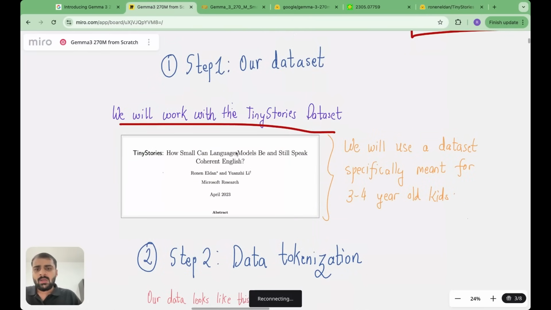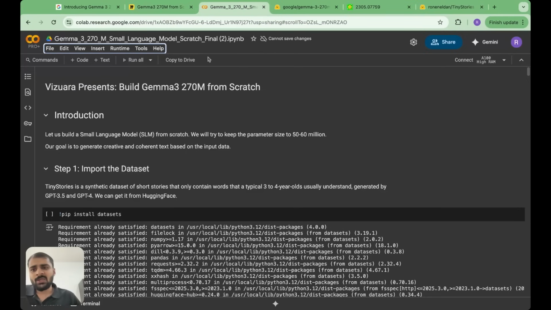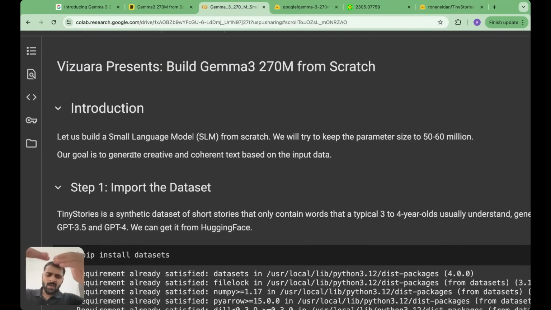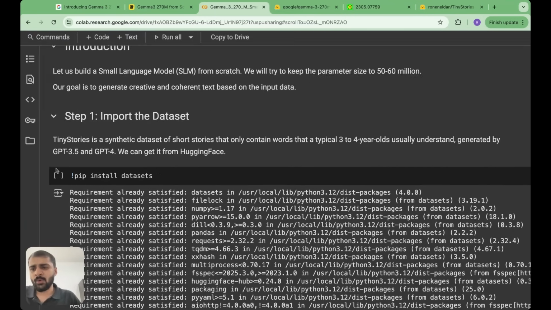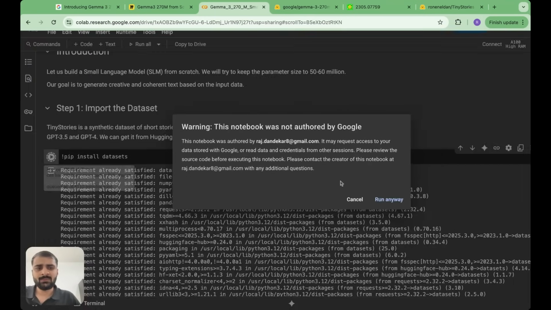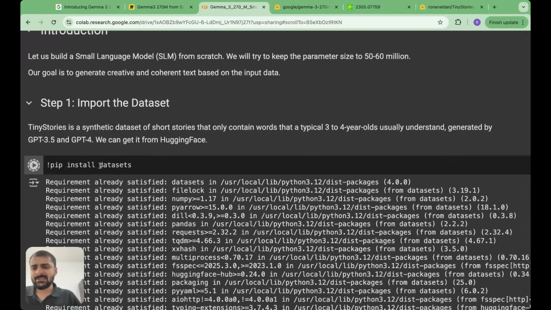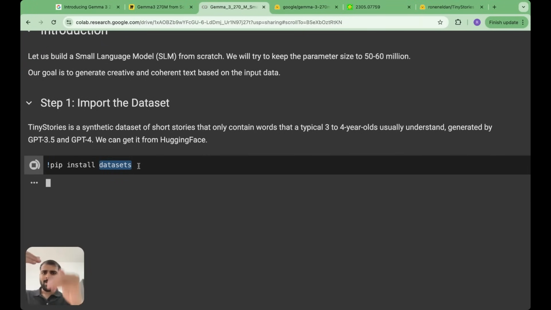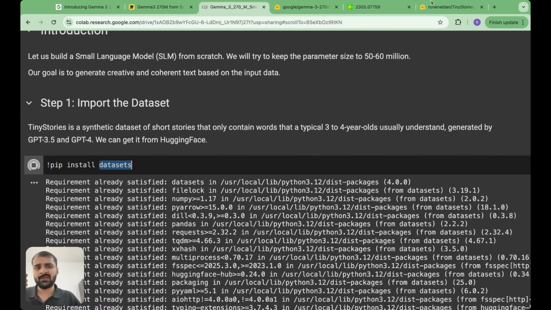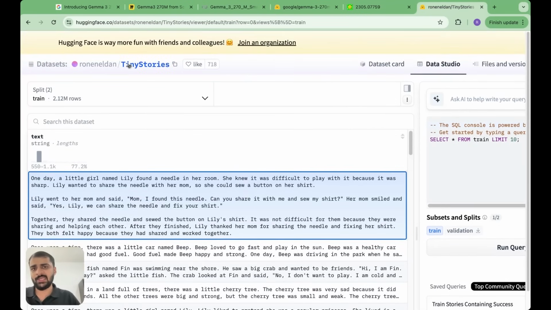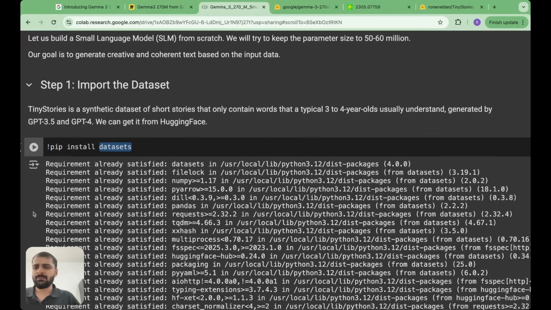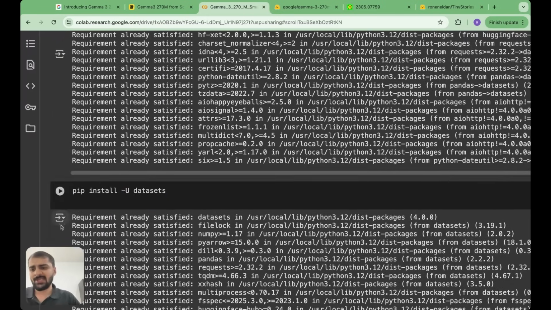Let's parallelly jump into our code as well. This is the code file, and I've modularized it so that you can understand each step. The first step is just importing the data set. I'm going to run this right now, and I'm connected to the A100 GPU at the moment. The datasets library is a Hugging Face library through which we can load the datasets provided through Hugging Face. For example, we have to load this TinyStories dataset, right? So it's important to install this datasets library.